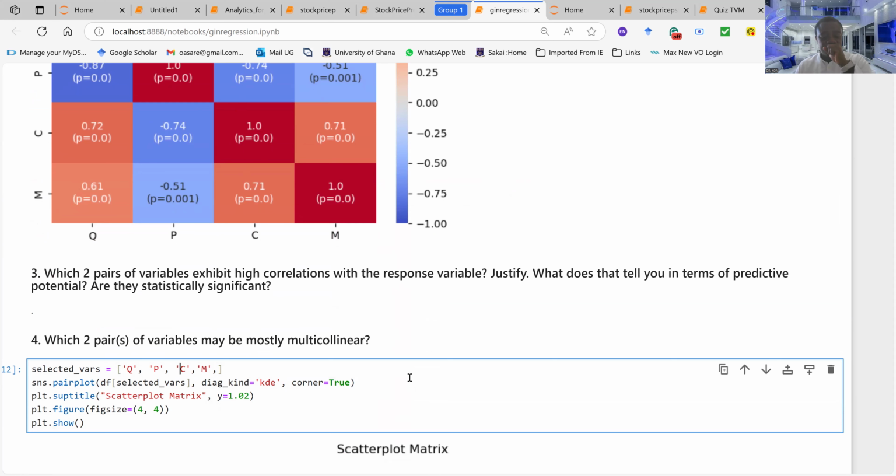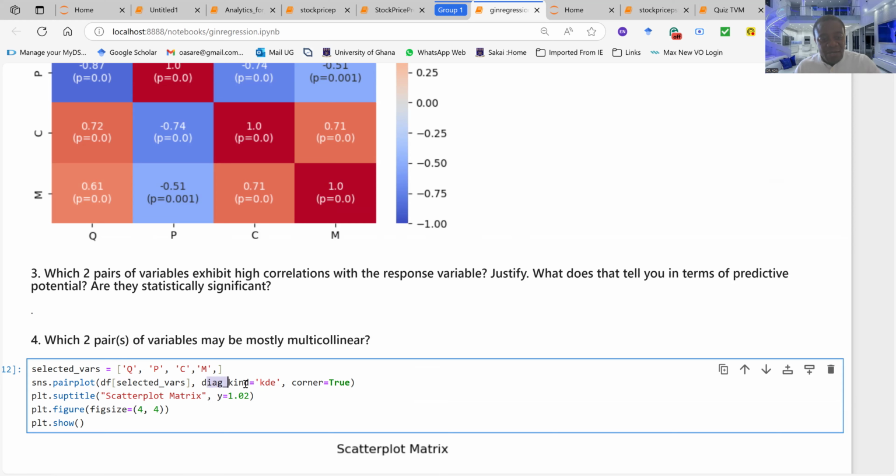What's the difference? The scatter plot matrix is a graph. It doesn't show the numbers, it shows a graphical representation. So this is a pair plot command that you're using. I've selected some individual variables, QPCM, and so I'm running that.